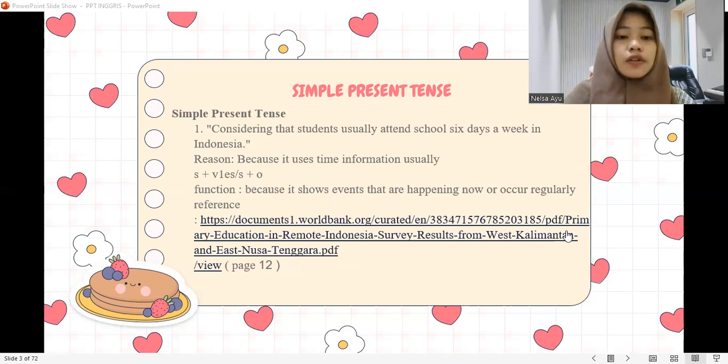Function of the simple present tense, it show events that are happening now or occur regularly. And the reference, you can see the reference on the screen. Okay, next.